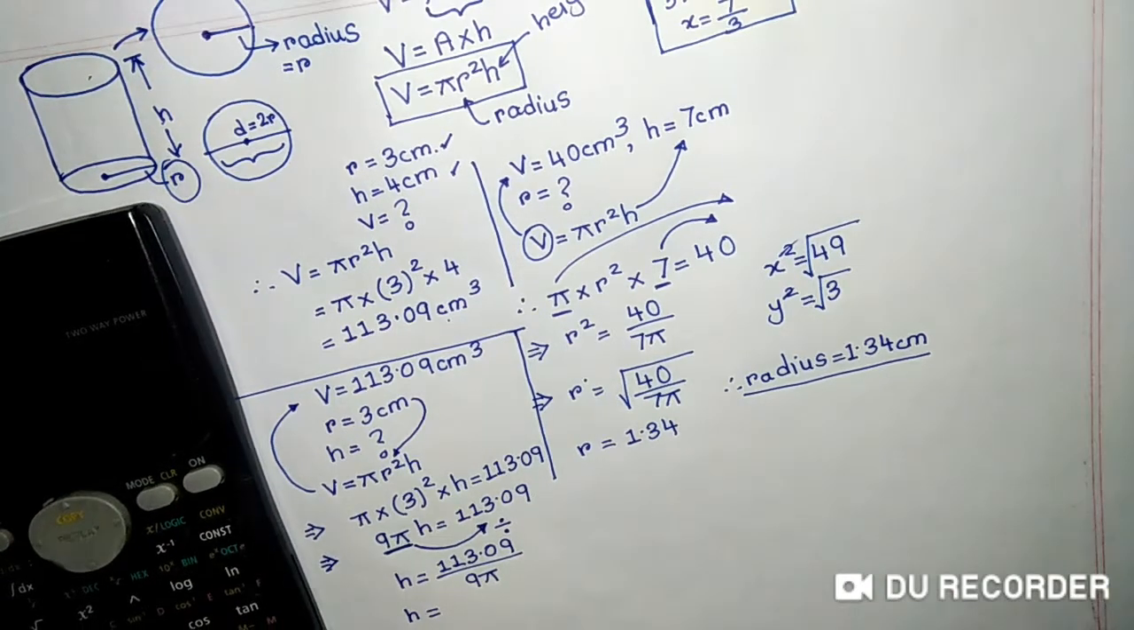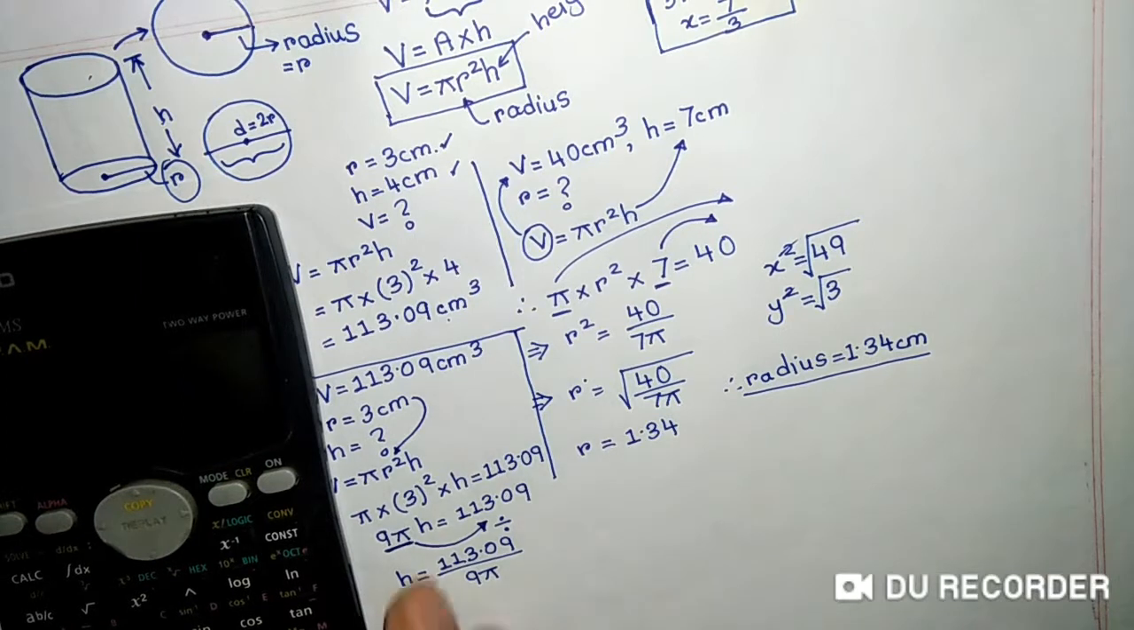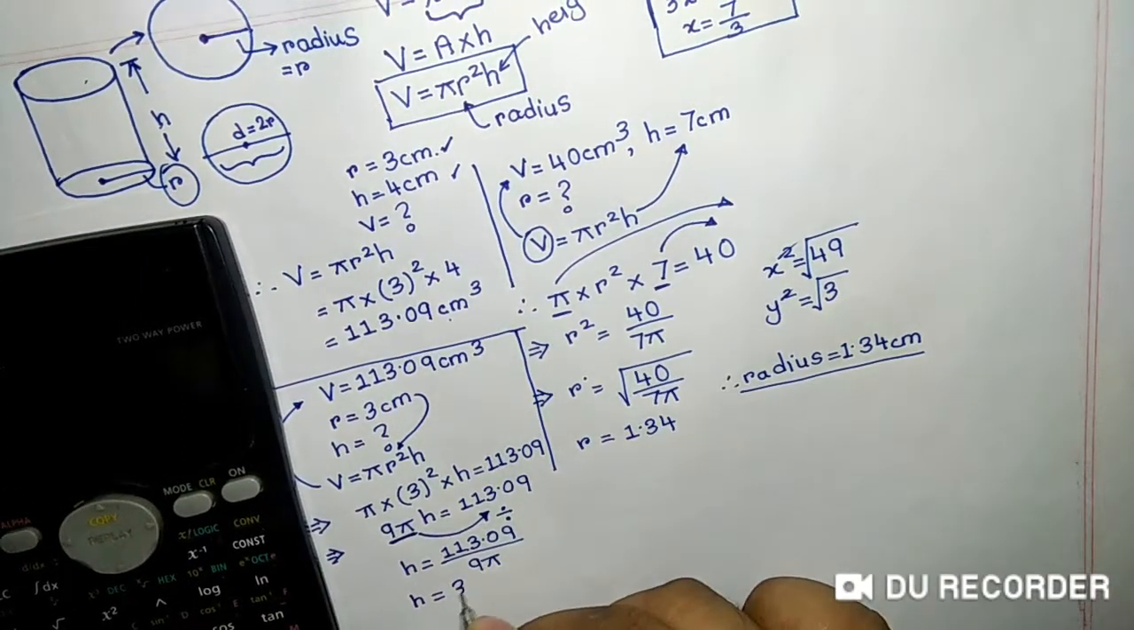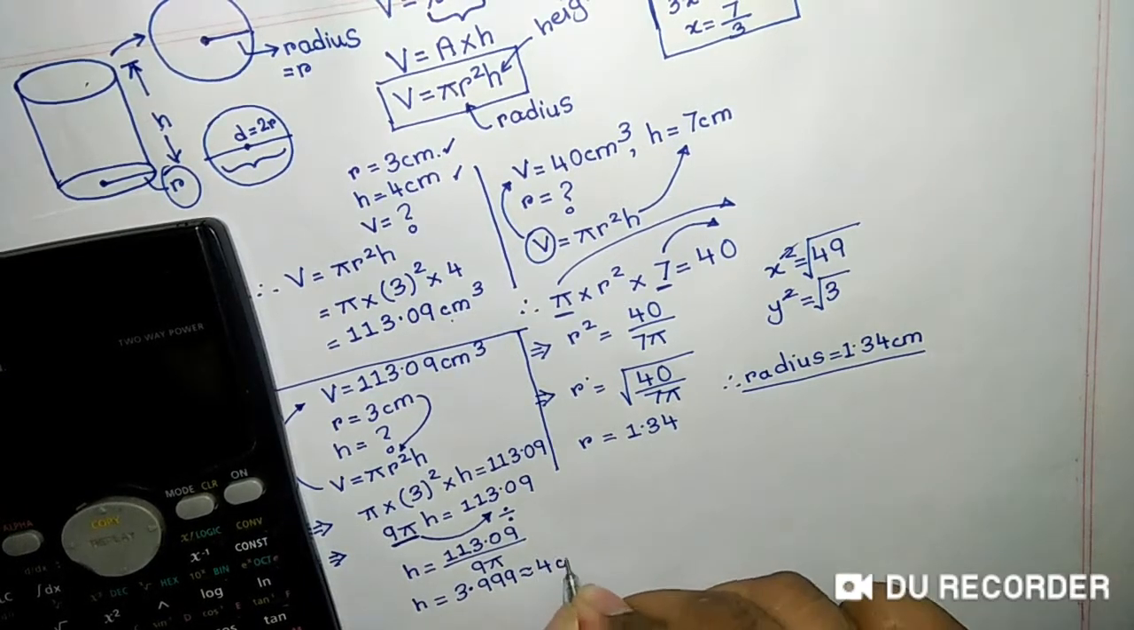As a result, we get the answer over here as 113.09 divided by 9 pi. Make sure you give a bracket, it is always safe to use a bracket over here. The answer is 3.999, which is close to our 4 centimeter.